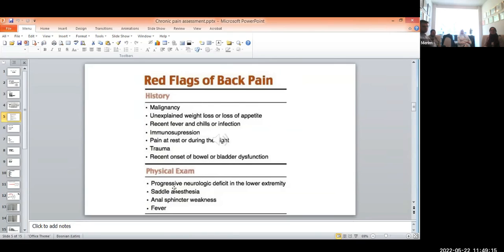Physical examination, progressive neurologic deficit in the lower extremity, saddle anesthesia, anal sphincter weakness, and fever. So be aware of these. Have them as a poster in your clinic. Might be a good educational tool. So when the patient's sitting, waiting for their turn, they look around and they say, oh, this is good. I take a picture, and it kind of sinks in their mind that they learn something new. It might be handy later on for them.